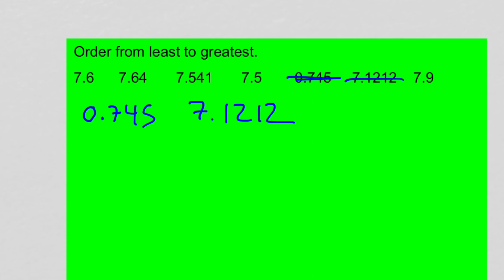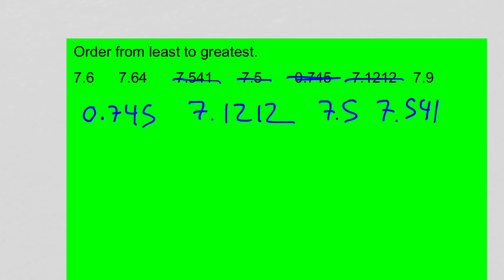Now let's compare our hundredths. Well, we have 6 tenths, 6 tenths, 5 tenths, 5 tenths, and 9 tenths. These two have to be the next smallest ones. This one has 5 tenths, this one has 5 tenths, this has no hundredths, this has 4 hundredths. So this one is the next smallest, 7 and 5 tenths. And then this one, 7 and 541 thousandths, will come next.